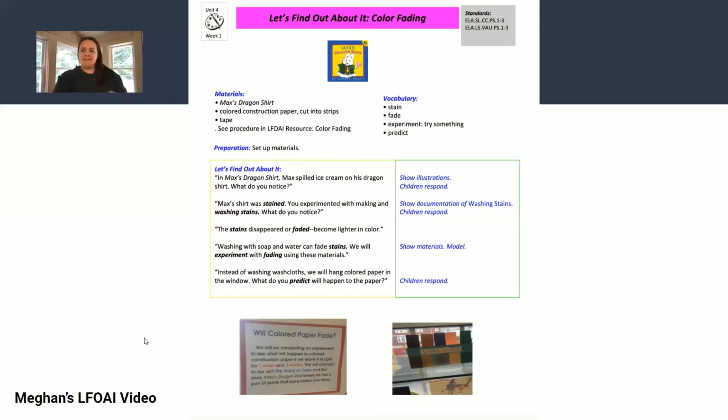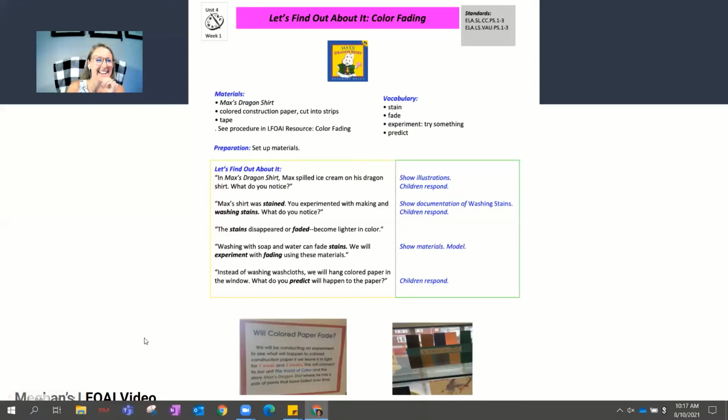I just realized I was muted. I do think it's worth showing because the video models this actual lesson, checking in on their faded paper. But Let's Find Out About It personally for me is one of my favorite components in this program, and similarly in OWL as well.